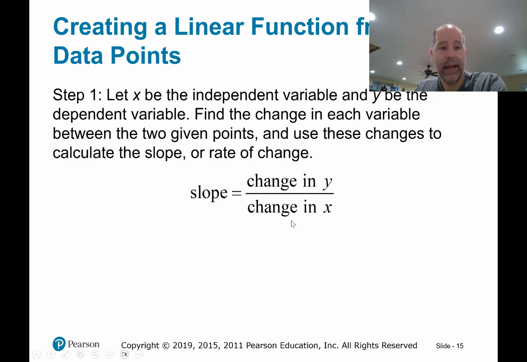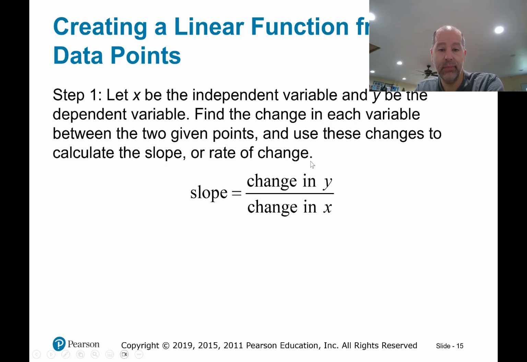All right, now, creating a linear function from 2 data points. The first thing we have to do is let x be the independent variable and y be the dependent variable. Find the change in each variable between the 2 given points and use these 2 changes to calculate the slope of the line, or the rate of change. So the first step is finding the slope.